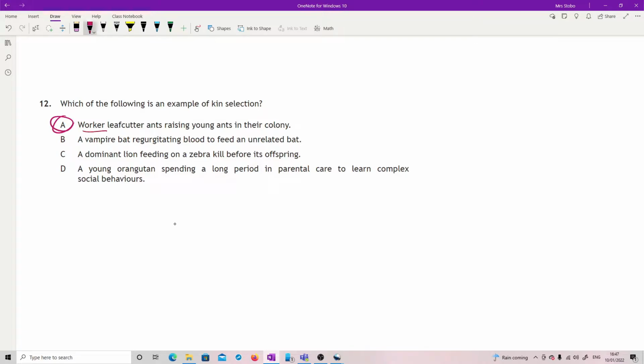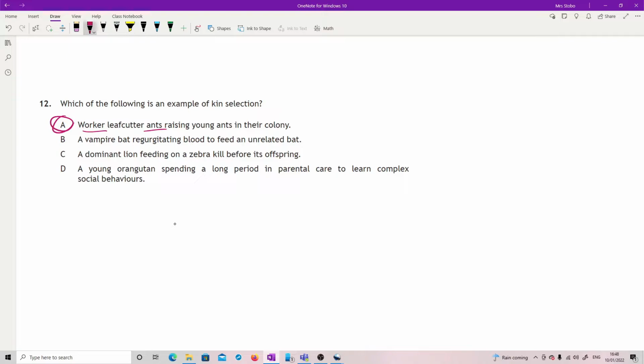Okay, so worker ants, remember, they are not actually providing offspring themselves, but if they are helping to raise younger ants in the colony, all of those ants will have come from the same gene pool, very narrow because it will be one queen. So effectively you're talking about siblings here, and so that means that they're helping their shared ancestry to keep going.